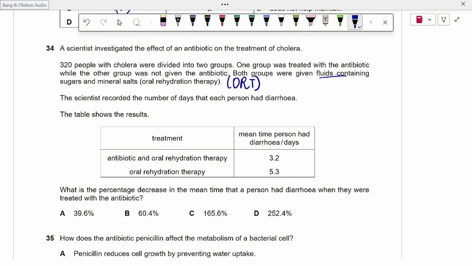The scientists recorded the number of days that each person had diarrhea. The table shows the result. Antibiotic and oral rehydration therapy, mean time a person had diarrhea कम था, whereas अगर आपने सिर्फ ORT दी हुई है, so mean time the person had diarrhea वो ज़्यादा है. What is the percentage decrease in the mean time that a person had diarrhea when they were treated with the antibiotic?